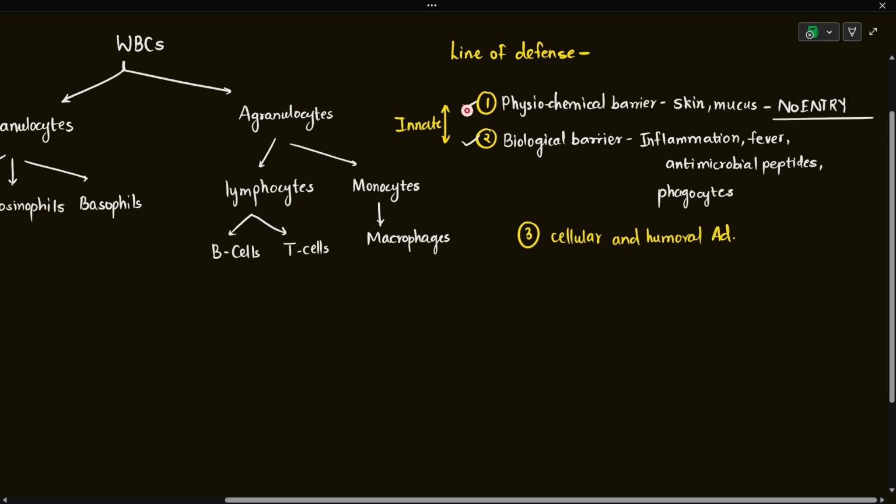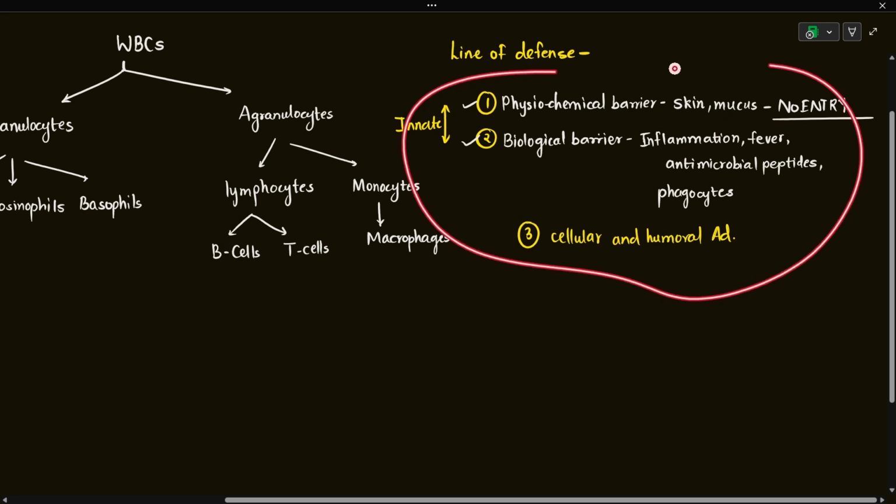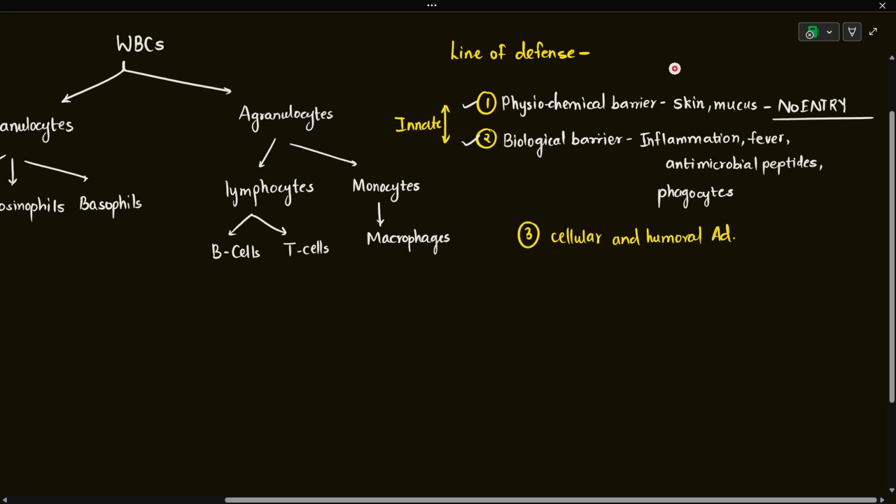So this was the first line of defense. The second line of defense and third line of defense is adaptive immunity. But this does not mean that adaptive immunity works on its own single-handedly; this is not the truth. It works with the innate immunity. So there is always a link between both of them. So this was kind of an introduction. This is just a start.